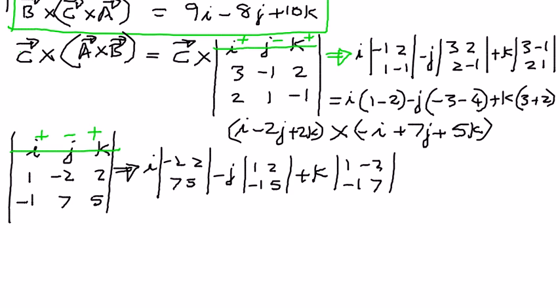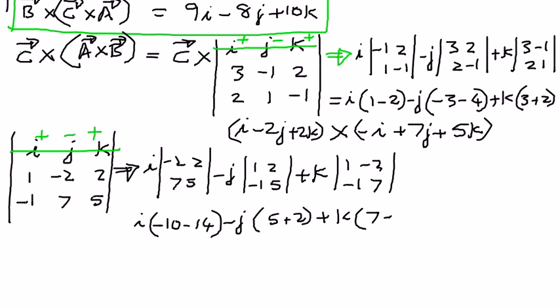So when we expand this, we're going to get i, negative 2 times 5 is negative 10, minus 7 times 2 is 14. Minus j times 1 times 5 is 5, minus negative 1 times 2 is negative 2, times negative will be positive 2, plus k times 1 times 7 is 7, minus 1 times negative 2 is negative 2, which is positive 2, minus 2. So therefore that is what we have.